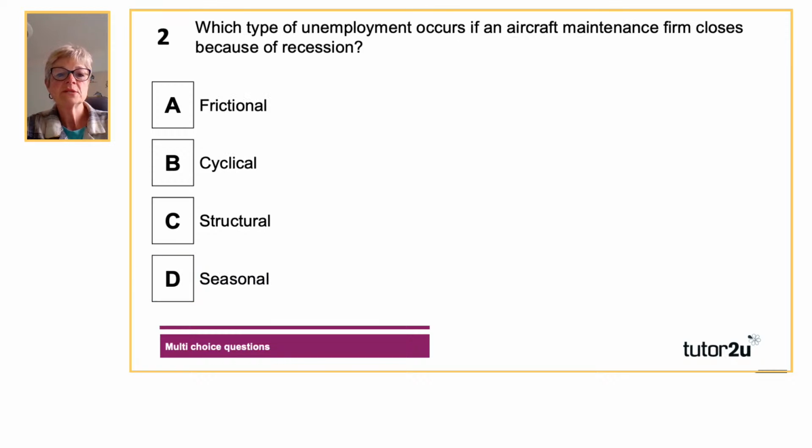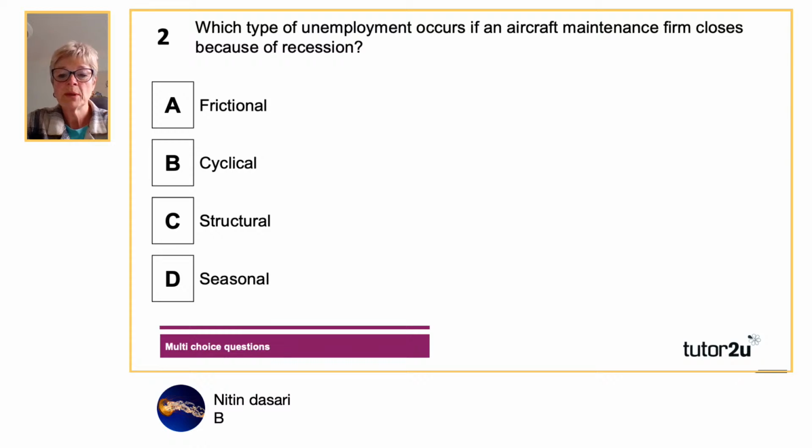Let's have a look at number 2. Which type of unemployment occurs if an aircraft maintenance firm closes because of recession? So just while you're having a think about that, again, try not to write the word unemployment without writing in front of it frictional, cyclical, structural, or seasonal, depending on what the question's about. We examiners absolutely love it. We love it when you know your different types of unemployment.